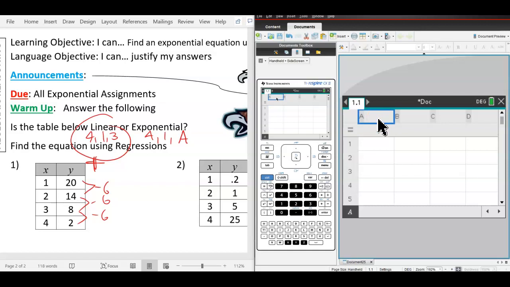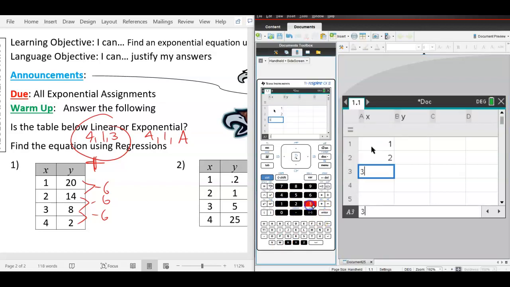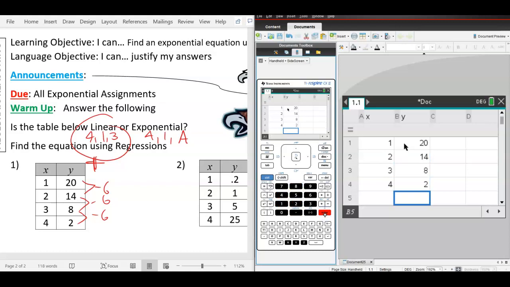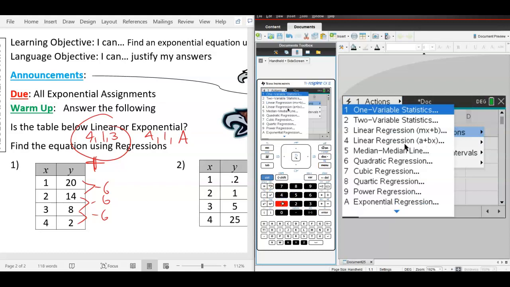What do we always put at the top? X and Y. And then in the table, we're going to put 1, 2, 3, 4 for the X. And then for the Y, 20, 14, 8, and 2. Okay. Now, we already know by looking at it and finding those differences that it is linear. So I'm going to press menu 4-1.